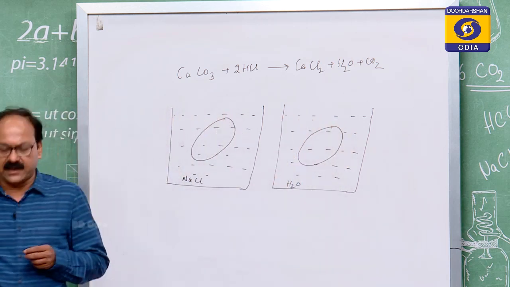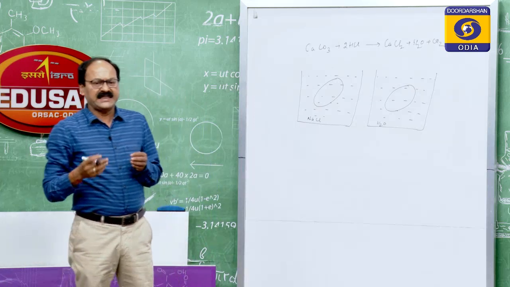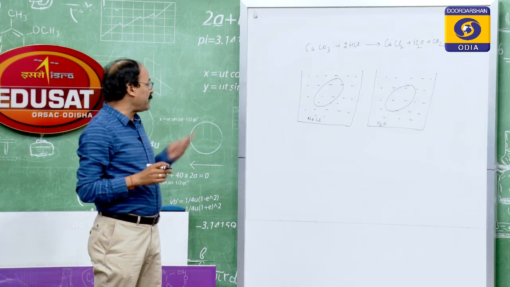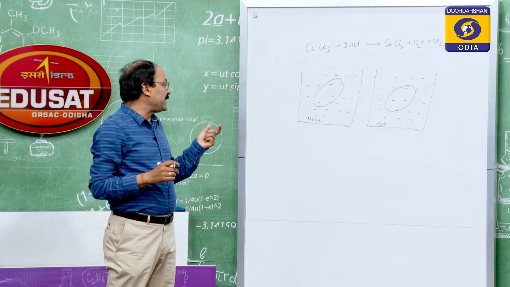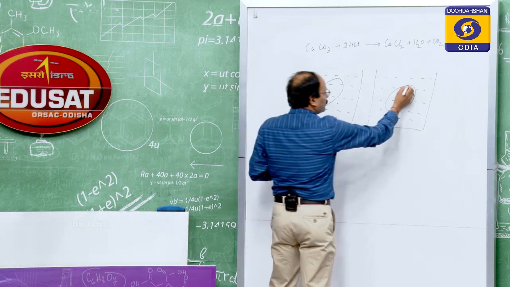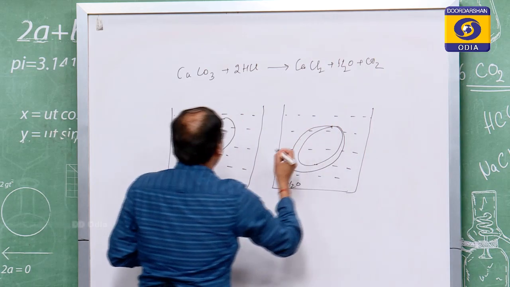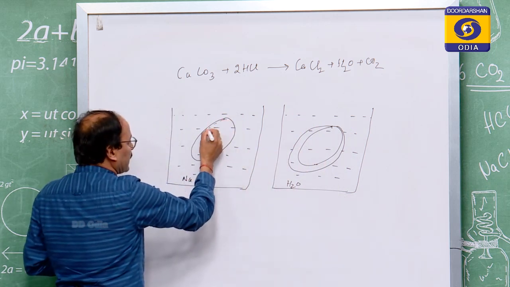One egg is in water, the other in sodium chloride. After a stipulated time, not immediately, you take some time, after some time what will you find? The egg which is present in water will start swelling, the size will increase, and the one present in sodium chloride, the size will decrease.